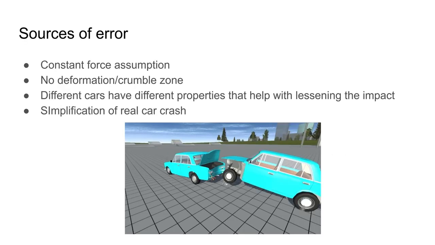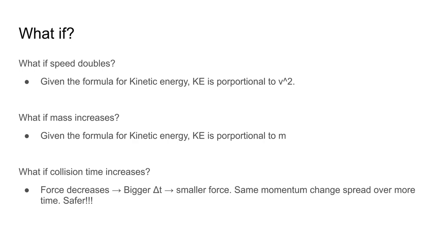So, some sources of error. My model assumes constant force and ignores real deformation, so it simplifies the car crash behavior. If speed increases, energy increases significantly. If mass increases, the heavier car dominates in the collision. If mass increases, then KE is proportional to m, compared to if the speed doubles, then KE is proportional to v squared.